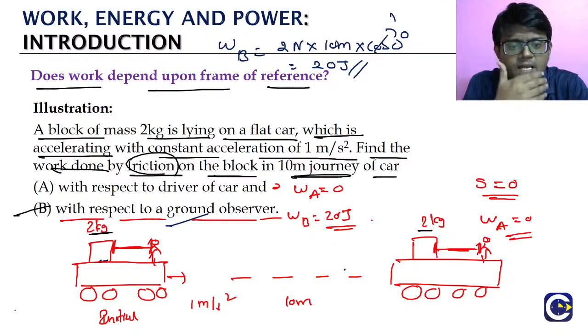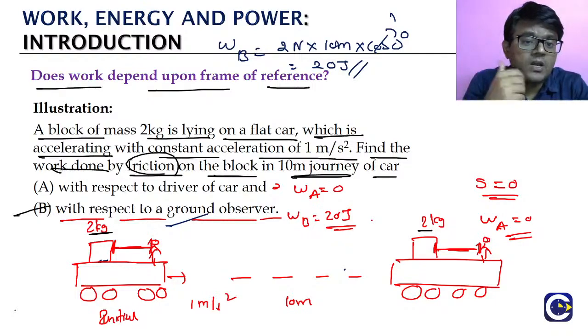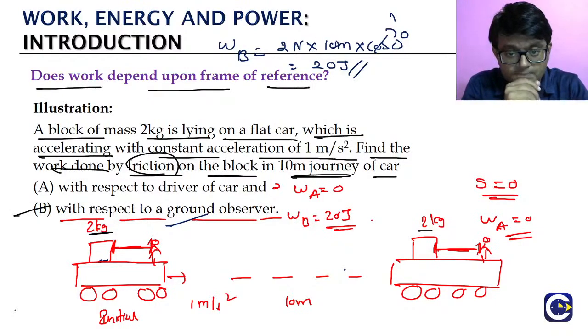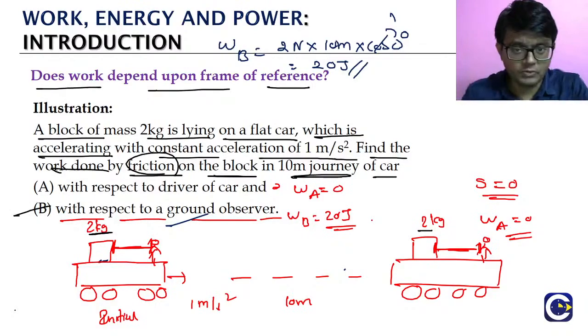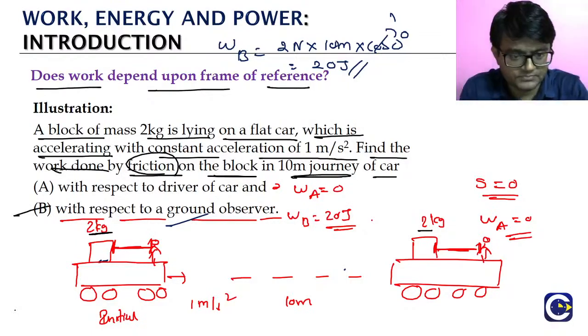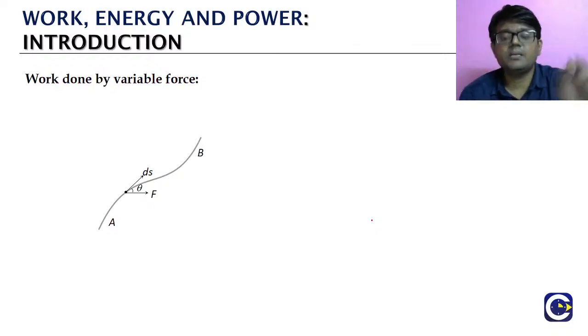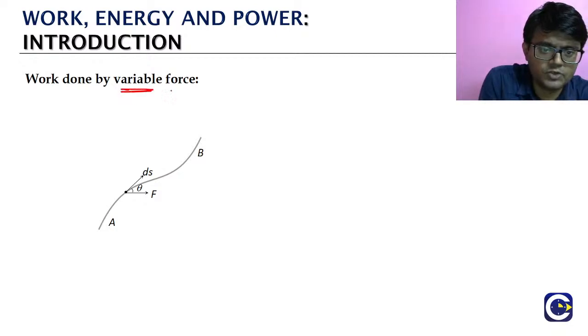Okay. Now all this we are discussing in the case of a constant force, but the force may be a variable force. Variable means it may change in magnitude, or in direction, or in both magnitude as well as direction. In that case, how are we going to find the work done? So let us see how we will find the work done in the case of a variable force. Okay, so variable force means what?